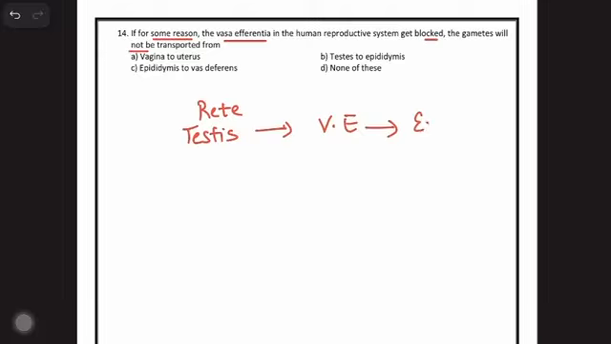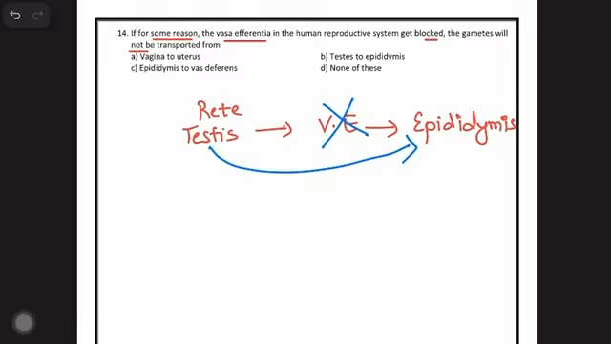The 14th question. If for some reason vasa efferentia in human reproductive system gets blocked, the gametes will not be transported from. Okay. Vasa efferentia transports sperms from testes, or precisely rete testes. Sperms come to vasa efferentia and then go to epididymis. So according to the question, if vasa efferentia is blocked, the sperm will not reach from testis to epididymis. So the answer is option B, testis to epididymis.